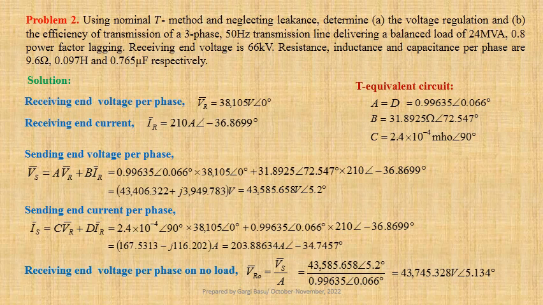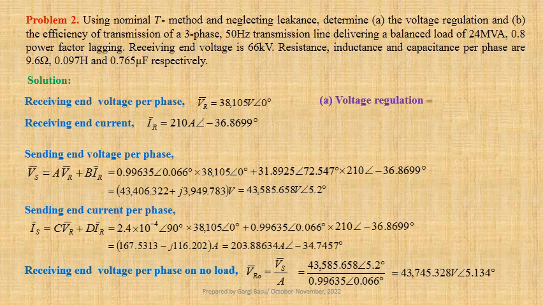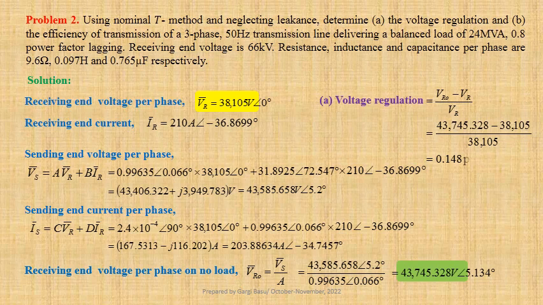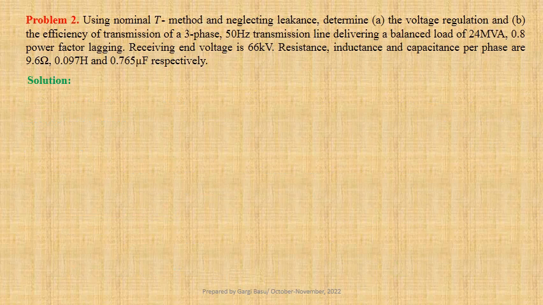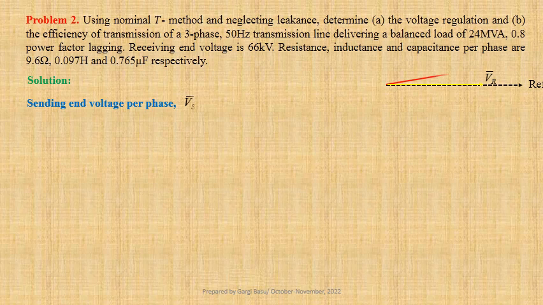Let us now calculate voltage regulation, that is equal to VRO minus VR divided by VR. Using values we get 43,745.328 minus 38,105 divided by 38,105. That gives us 0.148 per unit or 14.8%.